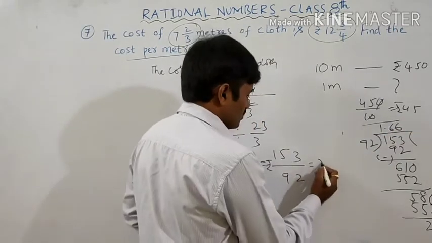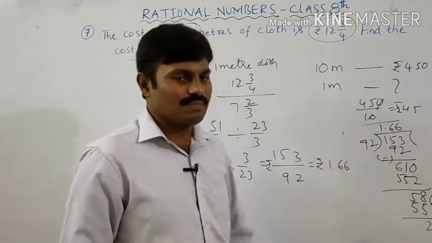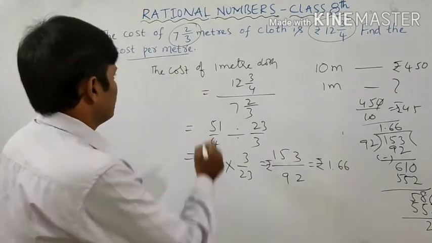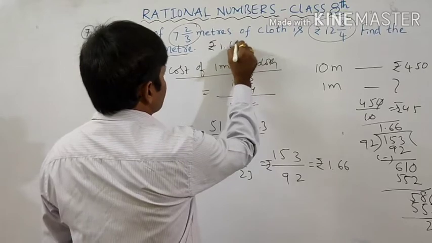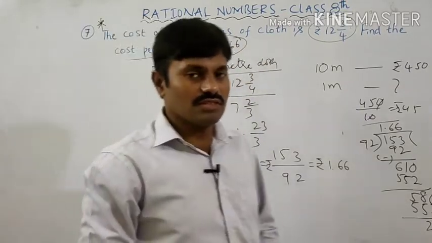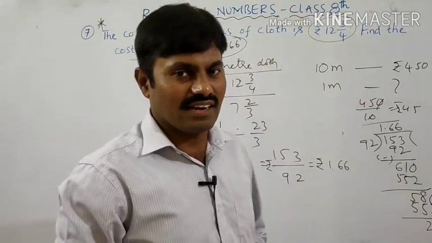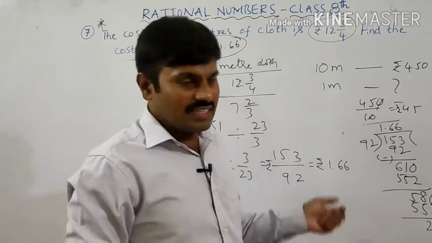Then what is the cost per meter? 1 rupee 66 paise. How much is the cost of 1 meter of cloth? Yes, 1 rupee 66 paise. Okay, it is a very important question. We use these situations generally in real life situations. Is it clear, my dear friends?